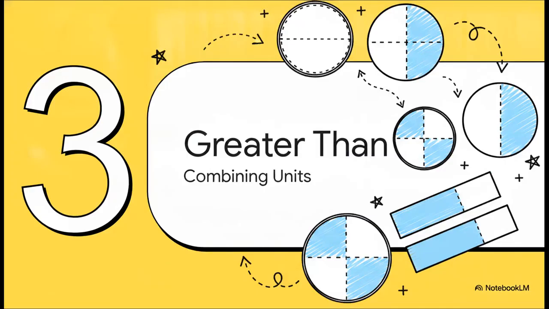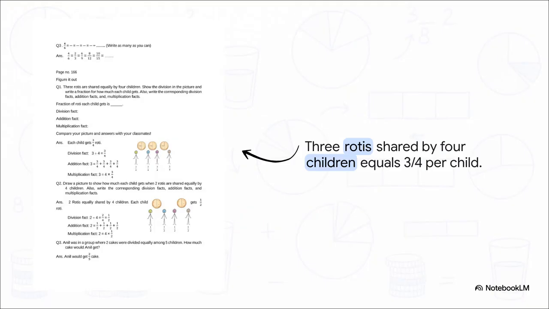Let's move to section 3, fractions greater than 1, and see how this builds when we start combining those units to represent amounts that are actually larger than a single whole. Okay, so instead of one roti, imagine we now have 3 whole rotis, and we're sharing them equally among 4 children. How do we even do the math here? Well, if you divide each of the 3 rotis into 4 equal pieces, each child gets 1/4 from the first roti, 1/4 from the second, and 1/4 from the third. 3 times 1/4 simply gives us 3/4 of a roti per child. We're literally just adding up the fractional units.